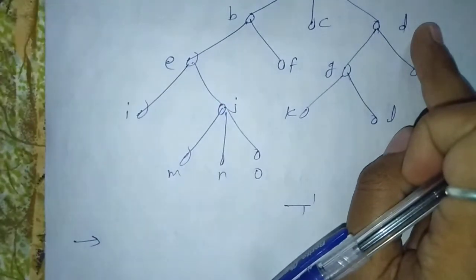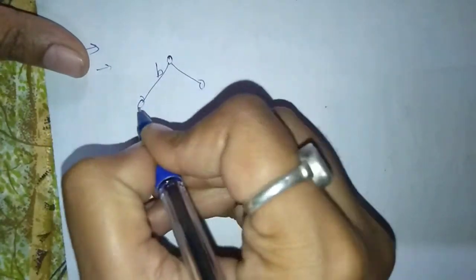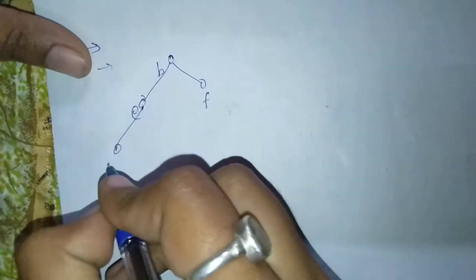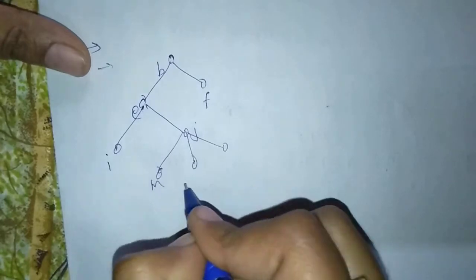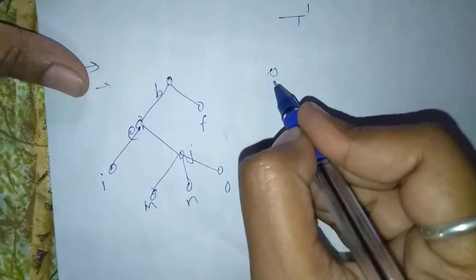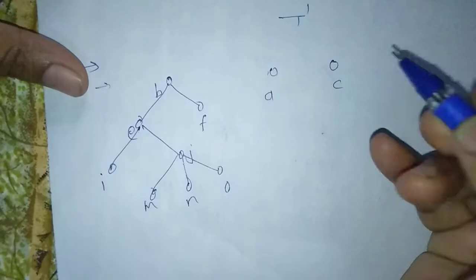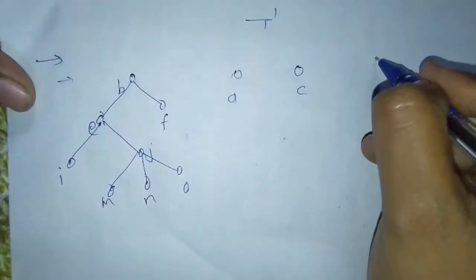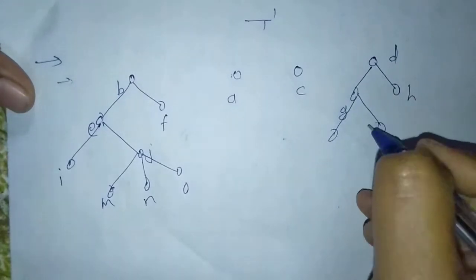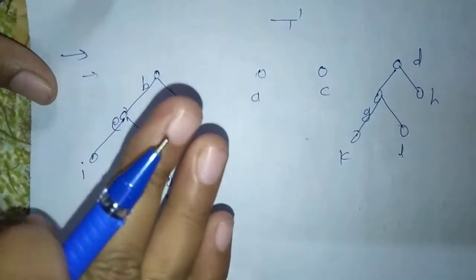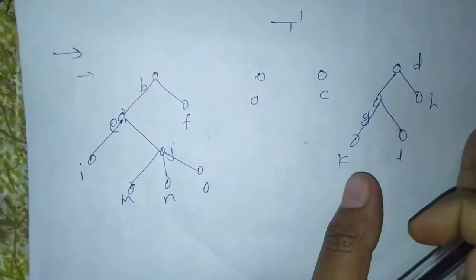So first take the first subtree: B, E, F, I, J, M, N, O. Next root A, next the remaining subtrees C, D, G, H, K, L. Now this is a separate ordered rooted tree and this is a separate ordered rooted tree.